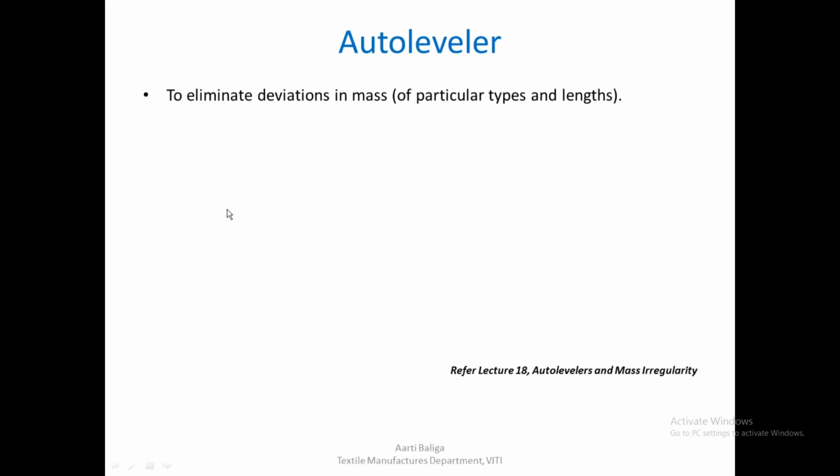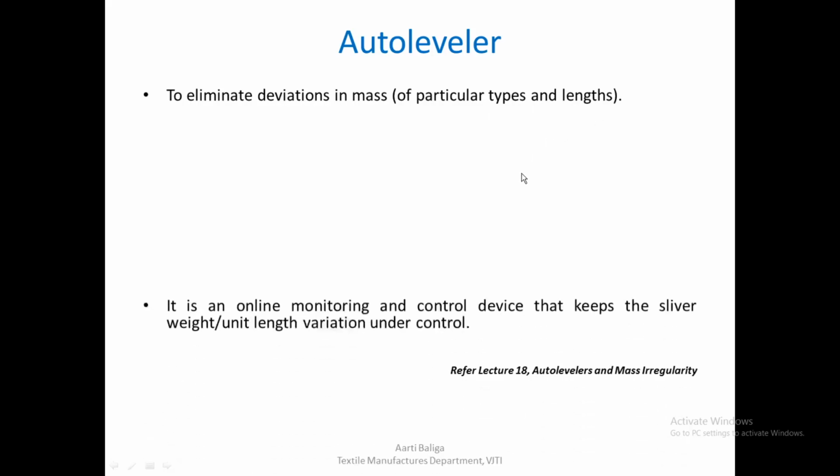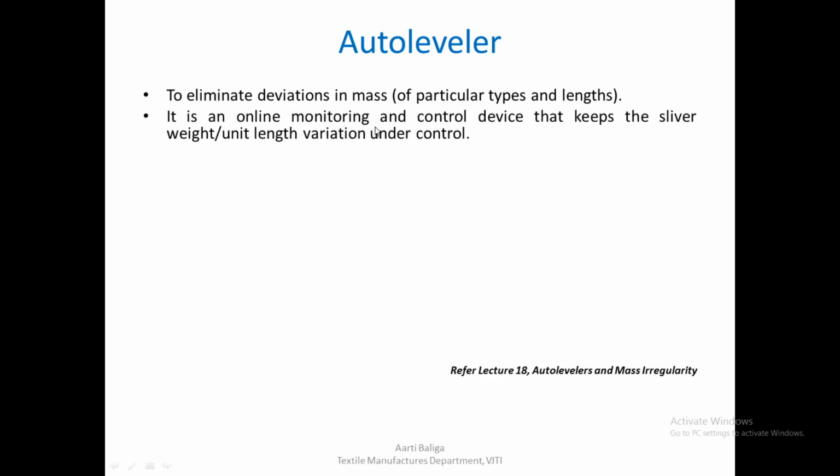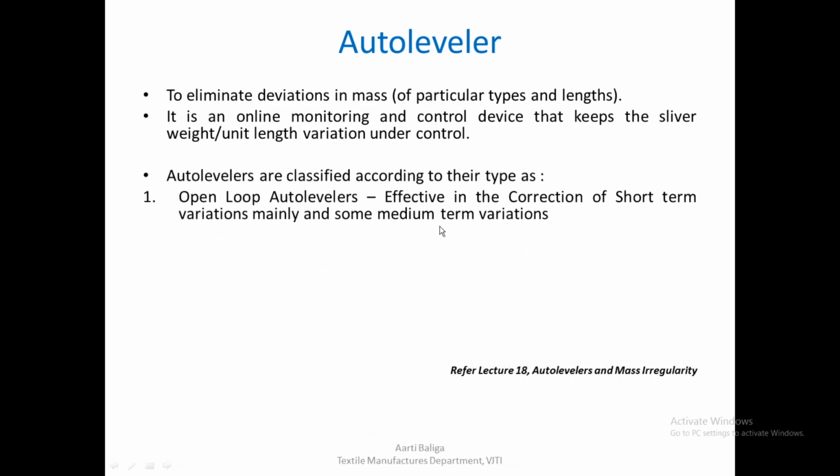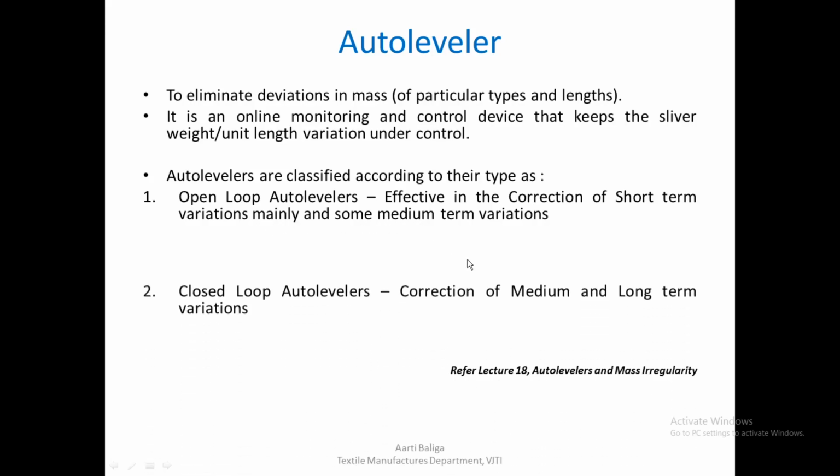So let us see the auto leveler in much detail now. Auto leveler eliminates deviations in mass of particular types and particular lengths, and it is an online monitoring and control device that keeps the sliver weight per unit length variation under control. Now here we see that there are three different types of auto levelers, and they are classified as open loop auto leveler. The open loop auto leveler is effective in the correction of short term variations mainly, and some amount of medium term variations.